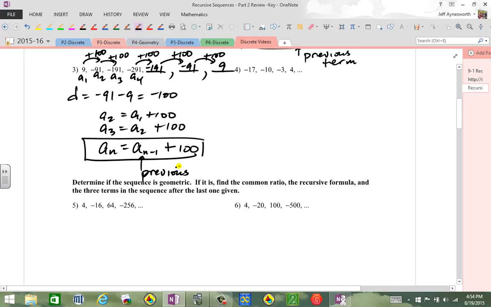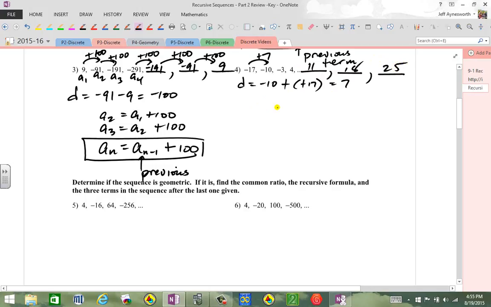On number 4, same thing applies. What do you add to negative 17 to get to negative 10? And the answer is 7. But if you don't get that, then find your common difference. Take negative 10, subtract a negative 17. Cancel out the negatives, and you get 7. So here you have to add 7. So let's do that. 4 plus 7 is 11, plus 7, 18, plus 7, 25.